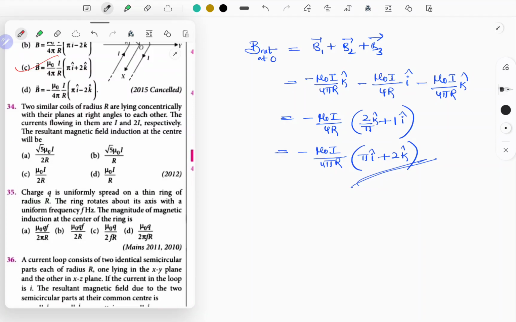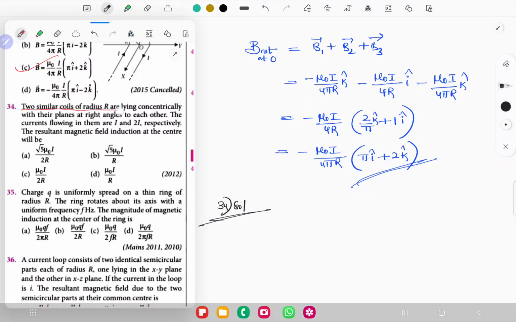Let's solve question number 34. So what is given? Two similar coils of radius R are lying concentrically with their planes at right angles to each other. The currents flowing in them are I and 2I respectively. The resultant magnetic field induction at the center will be?